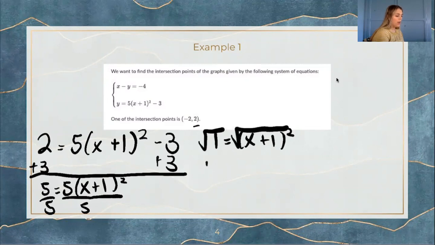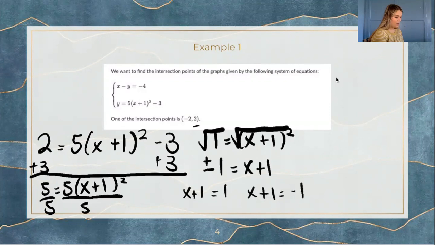The square root of 1 is plus or minus 1, equals x plus 1. So I'm going to solve that equation for two cases. I'm going to have x plus 1 equals +1, and x plus 1 equals -1. In the first instance, x will equal 0. In the second, x will equal -2.